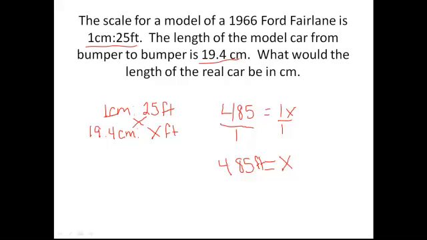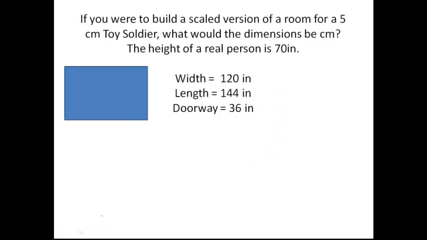Alright, moving on. With our next problem, we are given that you have a toy soldier that is 5 centimeters tall, and you're asked for the dimensions of a room if you were to build it for that toy soldier. So, we know that the height of a real person is 70 inches, so we can actually derive a scale from that and say that every 5 centimeters is equivalent to 70 inches.